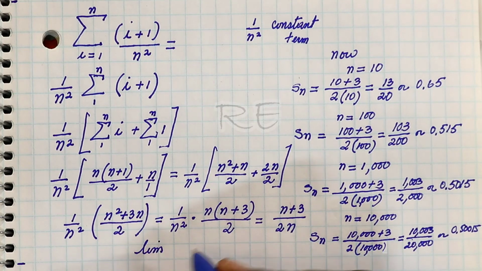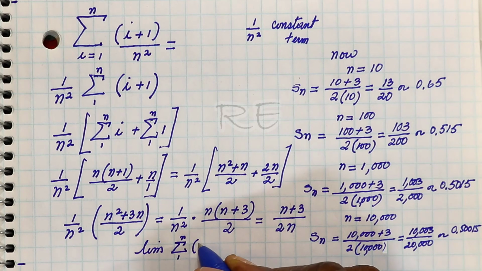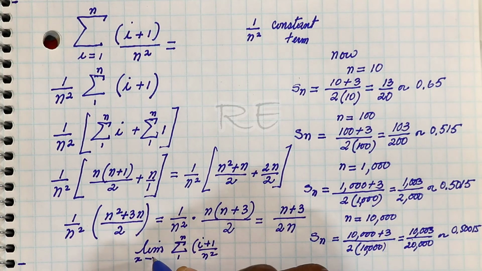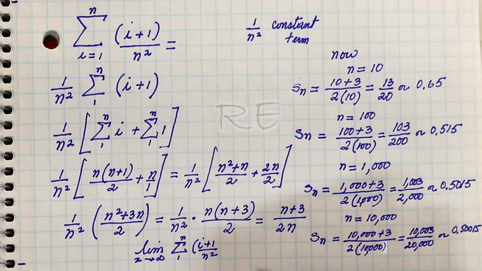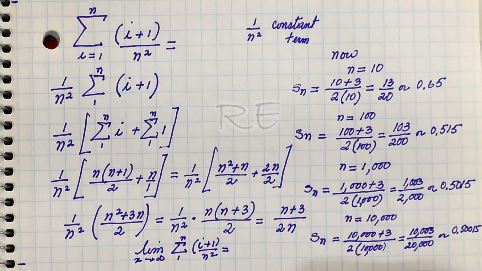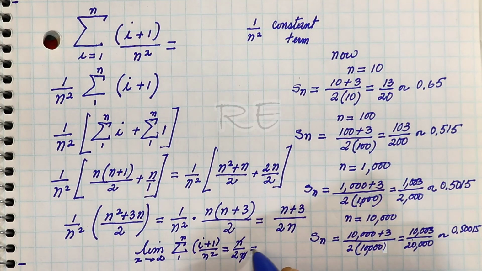Notice that when n is extremely big, the limit of the sum of (i + 1) over n squared as n approaches infinity will be n, the leading term of the numerator, over 2n, the leading term of the denominator, which is 1/2.